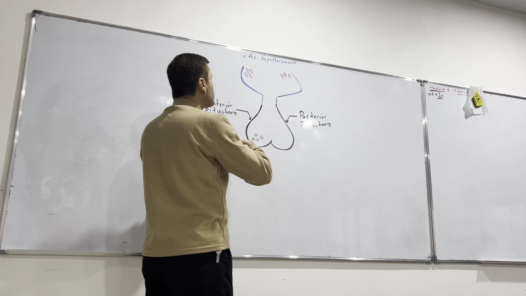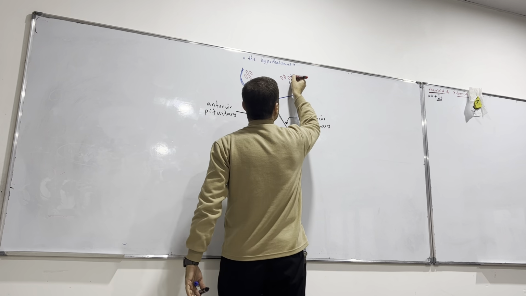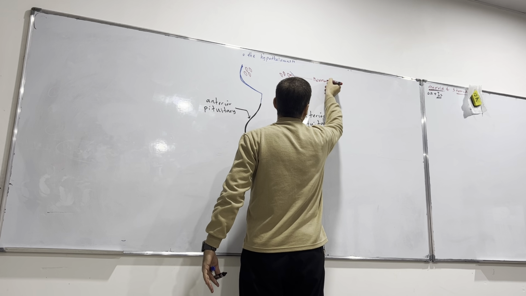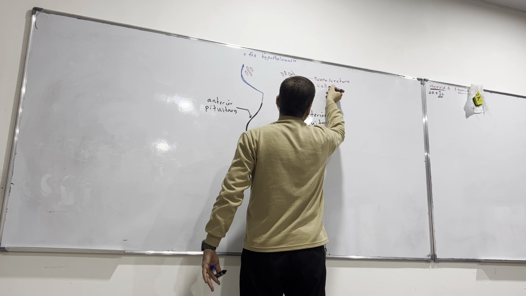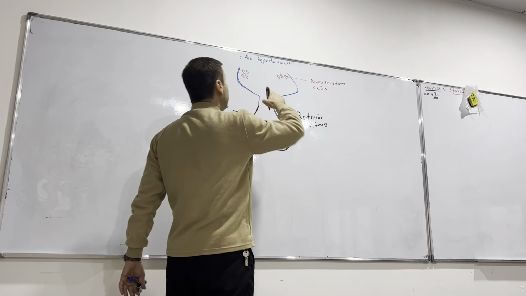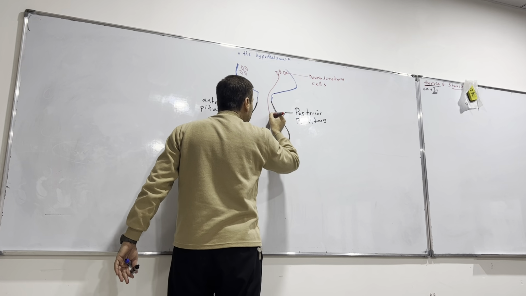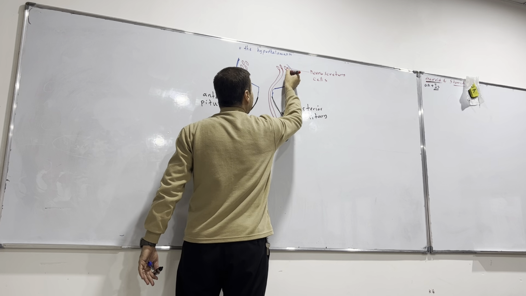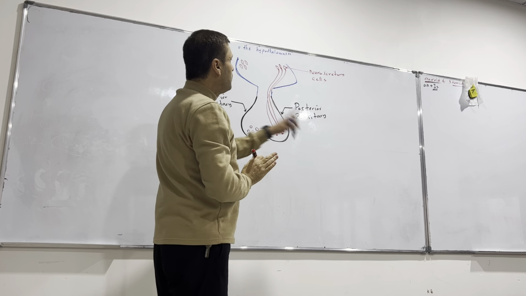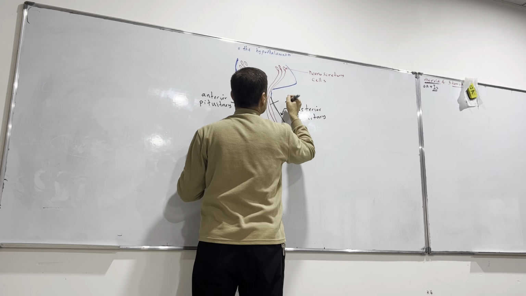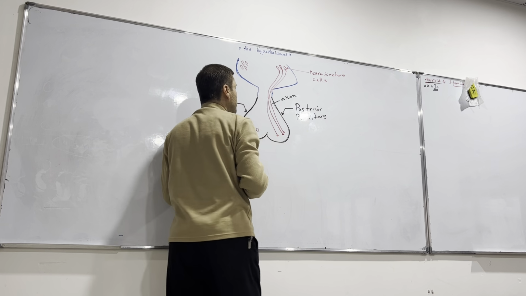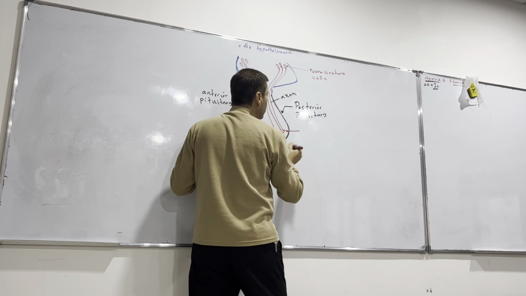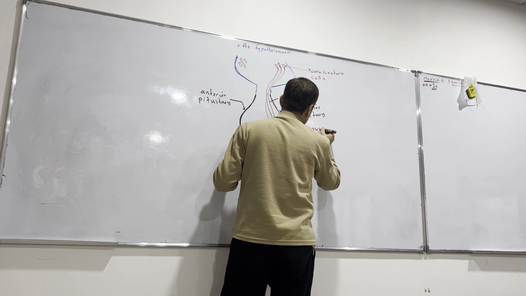In the hypothalamus, we have specialized neurons, the red ones. These specialized neurons are called neurosecretory cells. The axons of the neurosecretory cells here in the hypothalamus extend to the posterior portion only, not to the anterior. At the end of the axons, we have a hormone storage area.